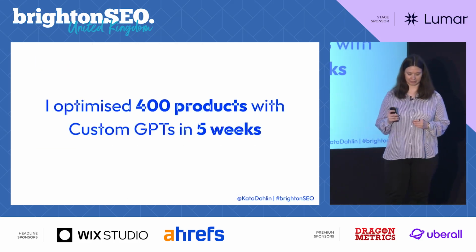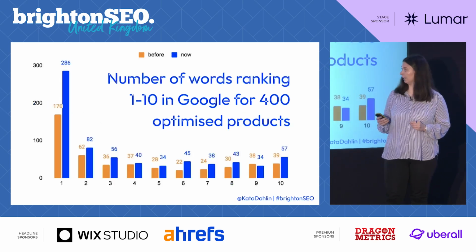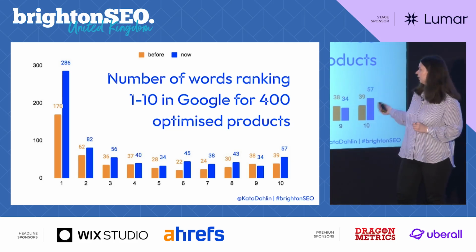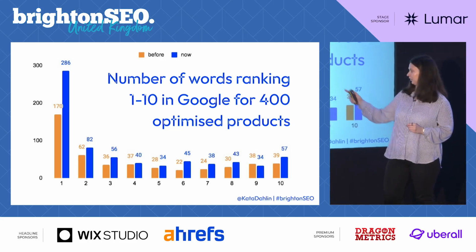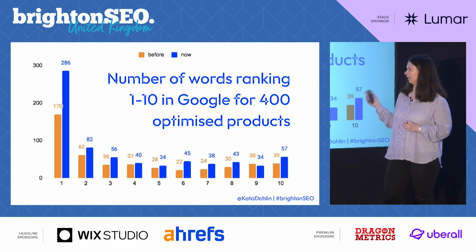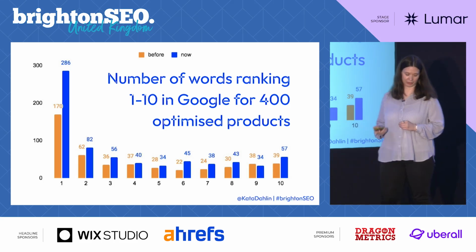And it's also working, because in January and February, I optimized 400 products like this with ChatGPT in 5 weeks. And here are the results. The orange ones are how many words I had on positions 1 to 10, like 5 weeks before I started to optimize. And the blue ones are how many words I got into position 1 to 10 after I had optimized 400 products.